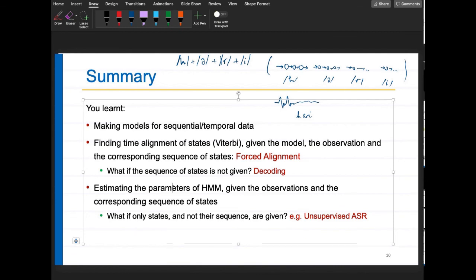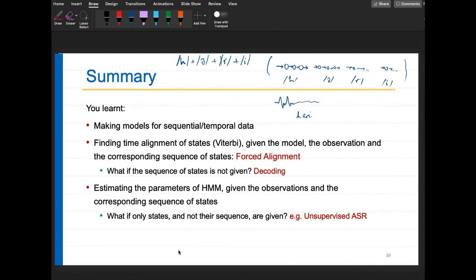But what if I don't even tell you the states? I don't even tell you the labels. I just give you lots of speech data, and I ask you to model it with HMMs. That is more difficult. It's called unsupervised ASR. It's not very popular as of now, but people are working on it. Like if I just give you lots of speech in some language, can it automatically build an ASR system? So current research is going on in this problem. Okay. Does anybody have any questions at this point of time?